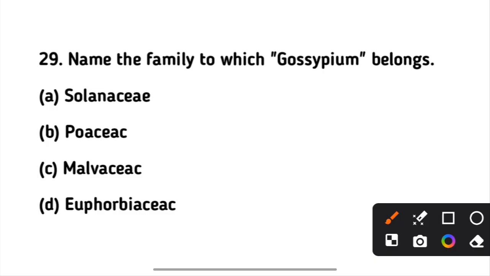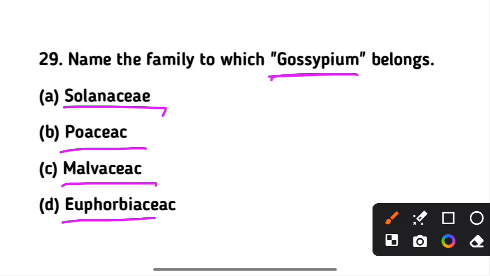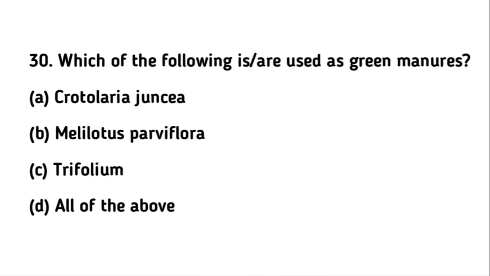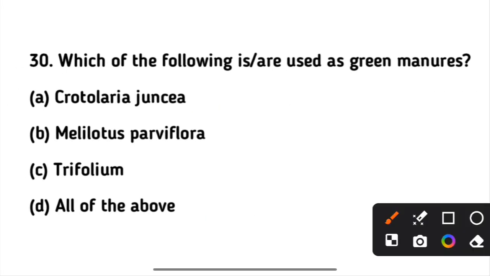Next question. Name the family to which Gossypium belongs. Options: Solanaceae, Poaceae, Malvaceae, Euphorbiaceae. Option C is correct, Malvaceae. Gossypium belongs to Malvaceae family.